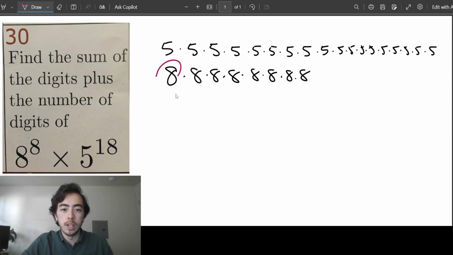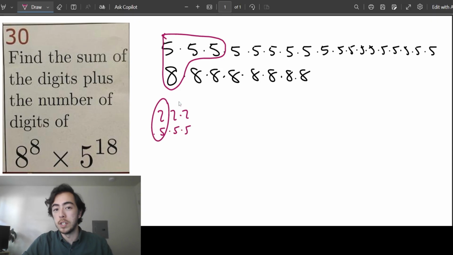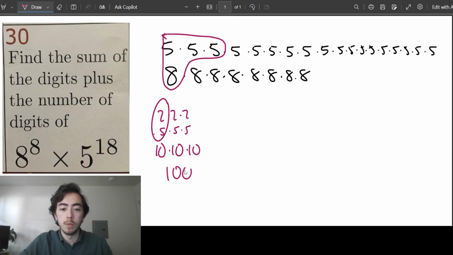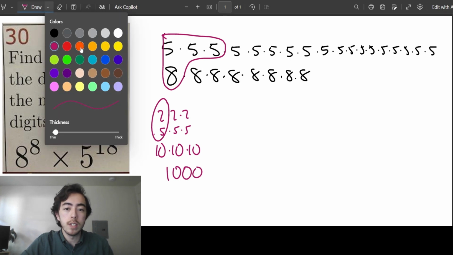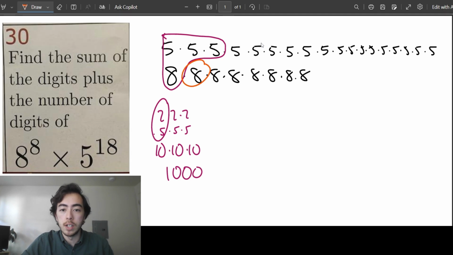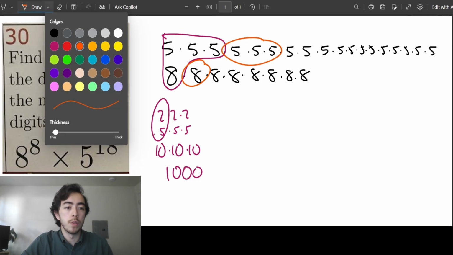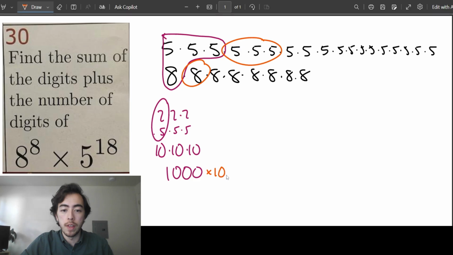So looking at this one 8, this is 2 times 2 times 2. And so if I share 3 of these 5s with this 8, then I will get 2 times 2 times 2 times 5 times 5 times 5. And since we can do multiplication in any order, it's commutative, we can think of this as just 10 times 10 times 10, which is 1,000. So every time I take an 8, I should grab 3 5s with it, and that's going to tack on another 1,000. And when you multiply by 1,000, that just brings on 3 more zeros. So I'll write my number like that.